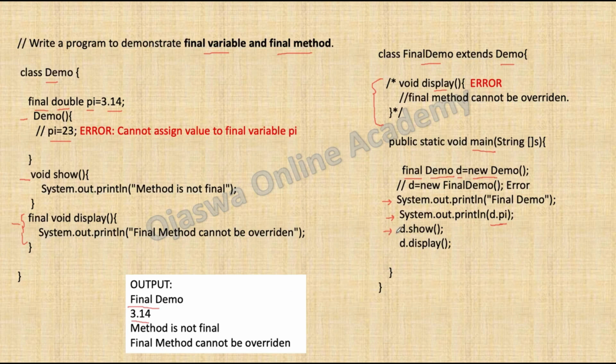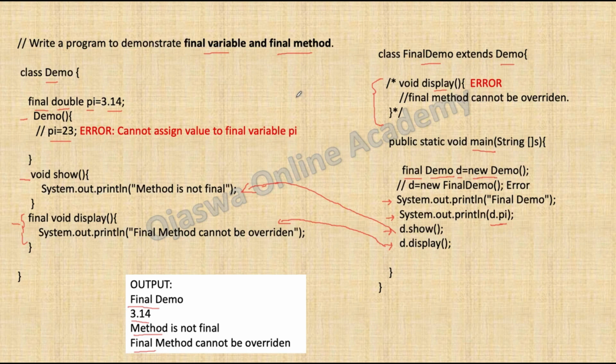Now the next statement is d.show. Control will go to the show method, which is a regular instance method, and the code inside method is not final will be printed. And the next statement d.display, control will go to the definition of display method and the code inside display method will be executed. Final method cannot be overridden.